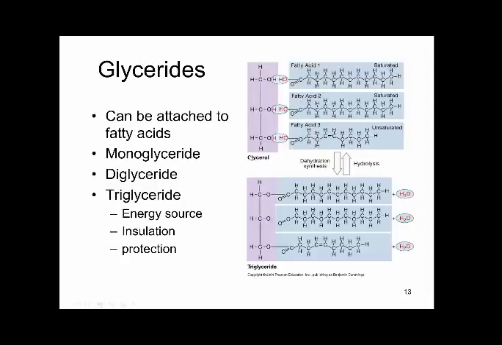So here's a picture of a glycerol backbone shown up here in the top left purple picture. To each glycerol, we can attach a fatty acid. If there's one that is attached, it's a monoglyceride. If we attach 2, it's a diglyceride. If we attach 3, it's a triglyceride. And we can use these things for energy sources, fuel, if you will, insulation, and protection.